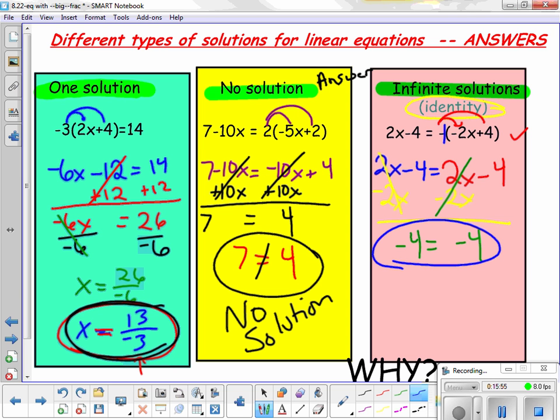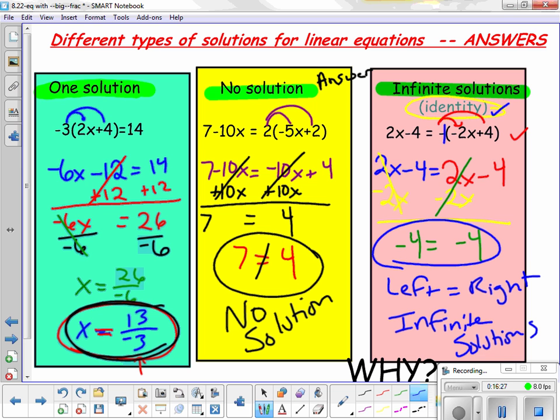So when you have an equation that simplifies and has the same thing on the left as on the right, then you have what's called an identity. Okay, that means they're the same. Like you and your identity are the same. The left side equals the right-hand side. And when you have an identity, that means that there are infinite solutions.